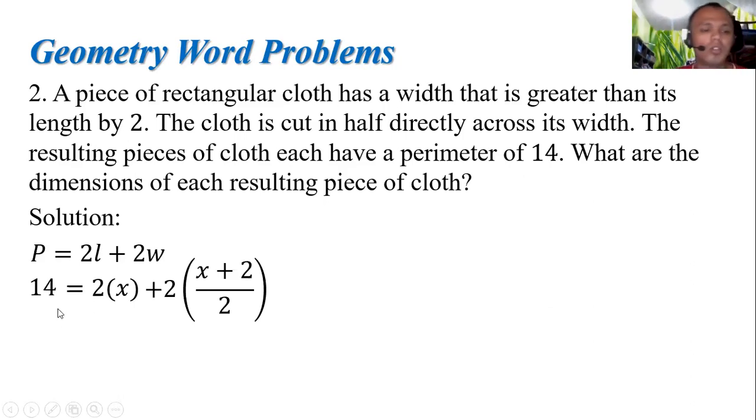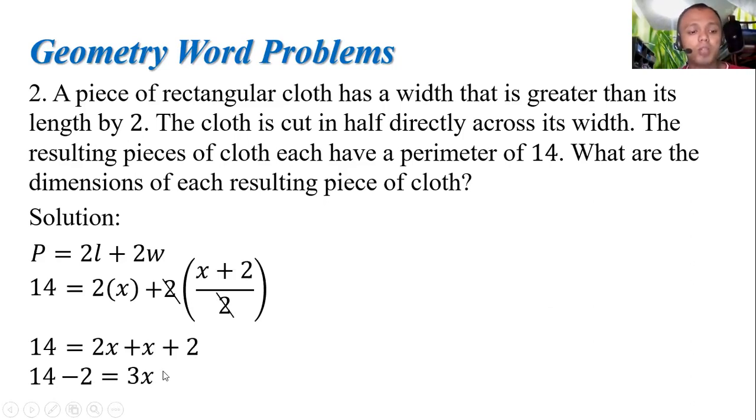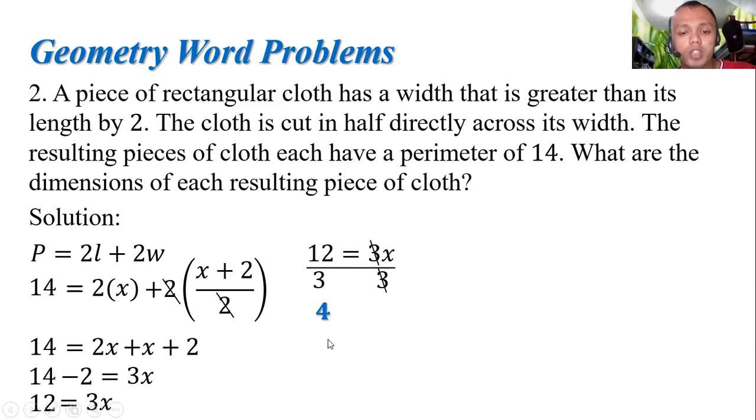Okay? Here, cancel this out. We have 14 equal to 2 times x is 2x plus x plus 2. Then transpose 2 to the other side. 14 minus 2 is equal to 2x plus x is 3x. 14 minus 2 is 12. Then divide both sides by 3. 12 divided by 3 is 4. Then cancel this out. Your x is 4.